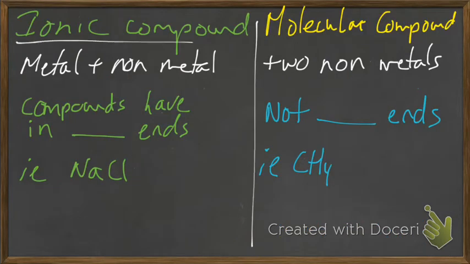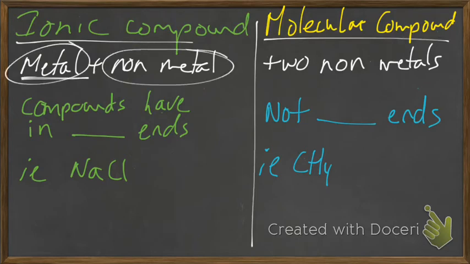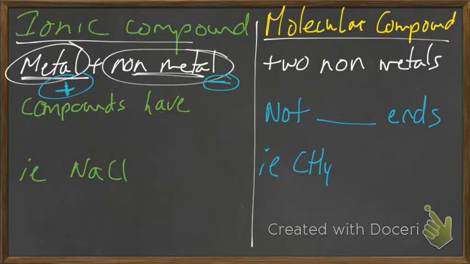Another quick recall, ionic compounds versus molecular compounds. Ionic have a metal and a nonmetal, will always have a metal and nonmetal. The metal, because metals want to lose electrons, generally speaking, will be more positive, and the nonmetal, because they gain electrons, will be more negative. Okay. Compounds have, let me rewrite this. Compounds have blank in ends. And that's supposed to be charges.